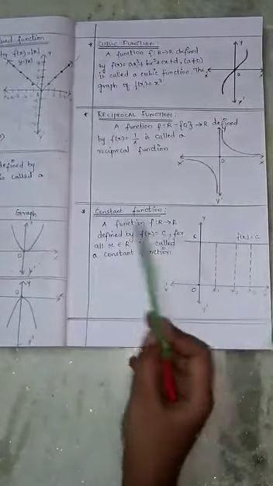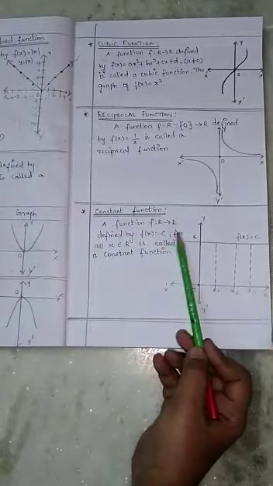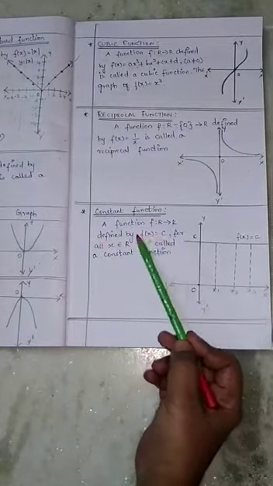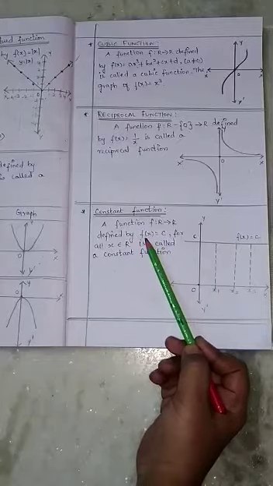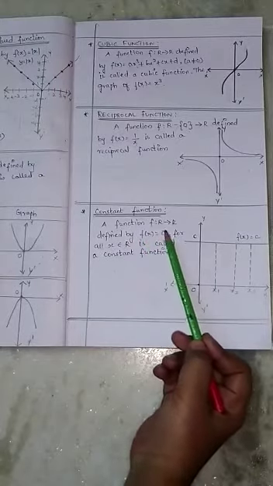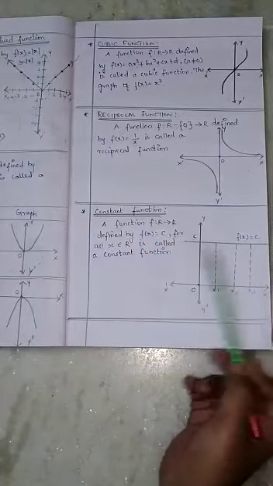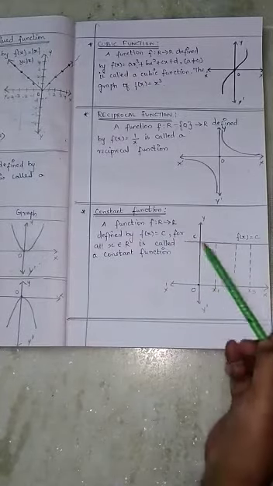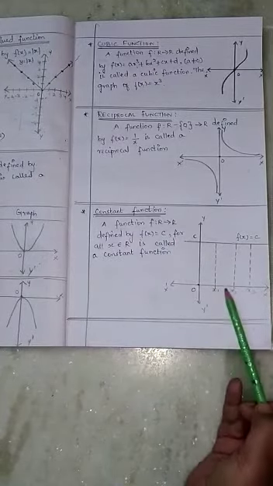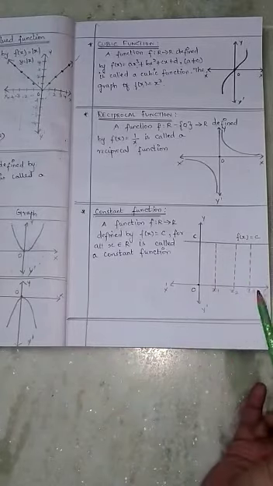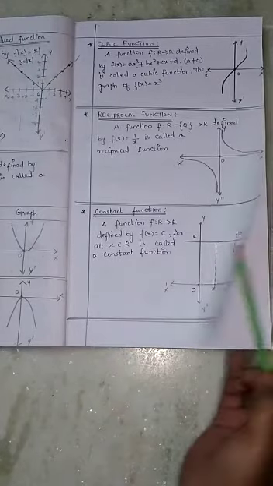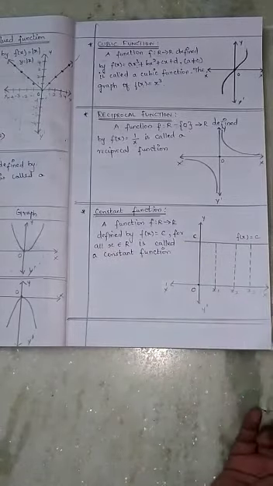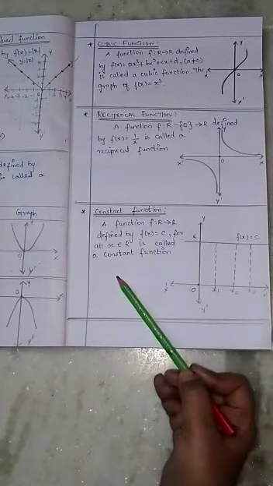And next one is constant function, a function f mapping R to R defined by f of x equal to c. So I already said f of x means y, you just consider equal to c. If you are putting constant value 5, so y equal to 5, 5 is constant. If you are putting x value 1, y value is 5. If you are putting 2, y value is 5. If you are putting 3, y value is 5. So constant means y value cannot change, x value will vary, y value cannot change. This is a constant function.